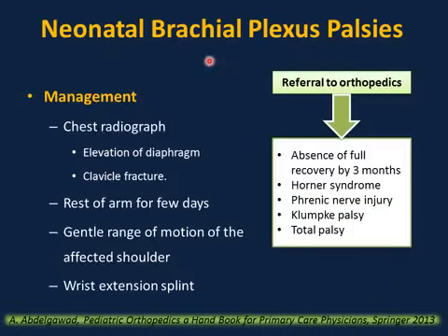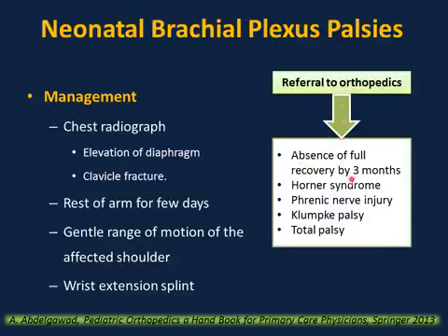What action do we need to take when we have a newborn with brachial plexus palsy? A chest radiograph to rule out phrenic nerve injury, to rule out elevation of the diaphragm. Phrenic nerve injury is a bad prognostic sign commonly associated with avulsion injury. Clavicular fracture is commonly associated with difficult deliveries. Rest of the arm for a few days, gentle range of motion of the affected shoulder, wrist extension splint, and referral for physical therapy. Referral to orthopedics is recommended in these cases.